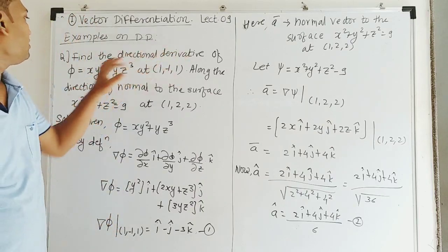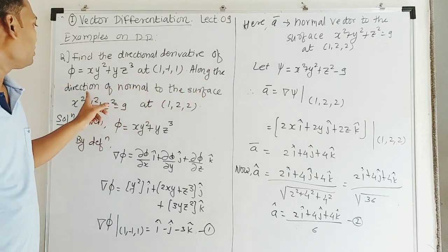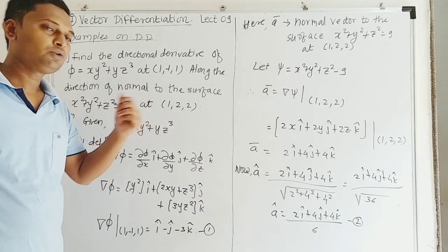Find the directional derivative of this function phi at (1, -1, 1) along the direction of the normal to the surface, this one, at (1, 2, 2).